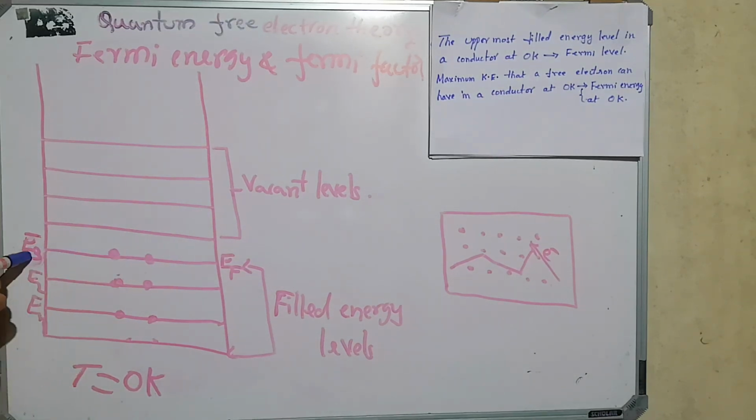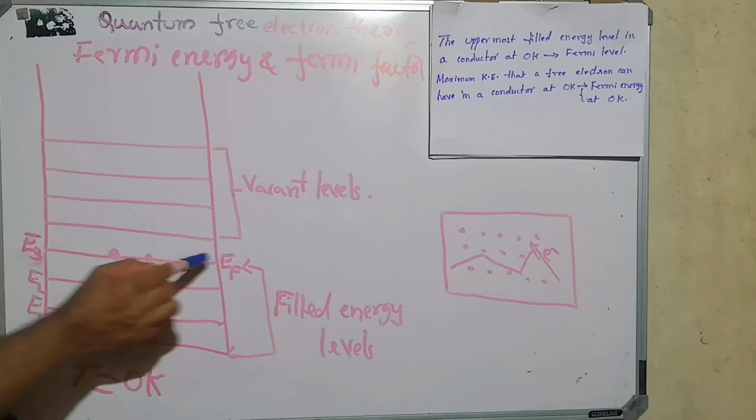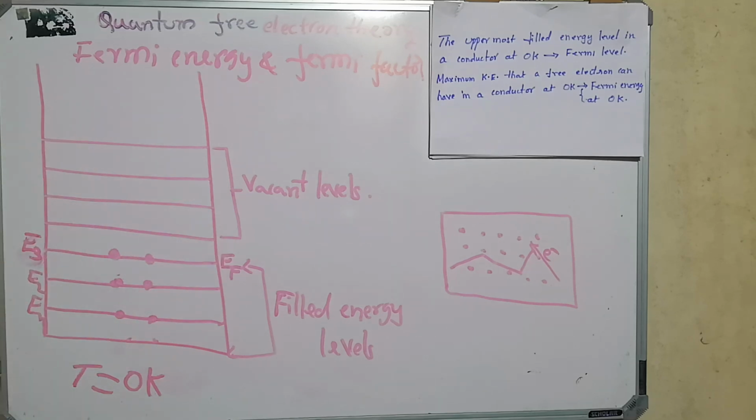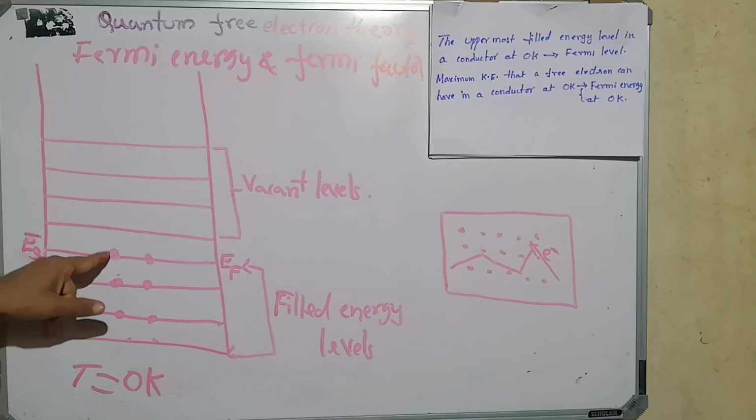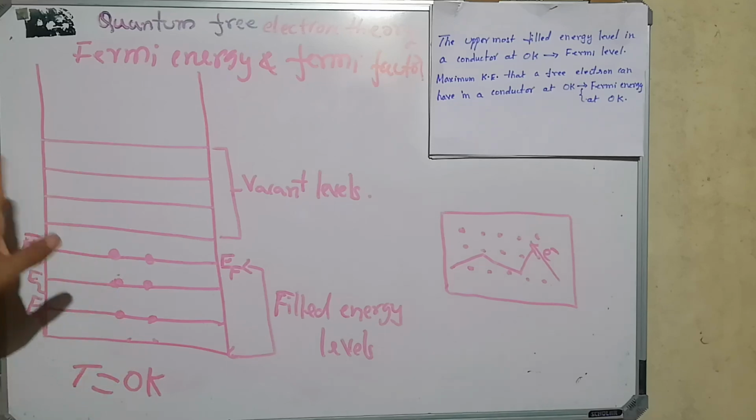So in this diagram I have represented that one as E3. That is called the Fermi level. That is, E3 is equal to EF, the Fermi level. Remember, therefore, the uppermost filled energy level at T equal to 0 Kelvin is called the Fermi level.